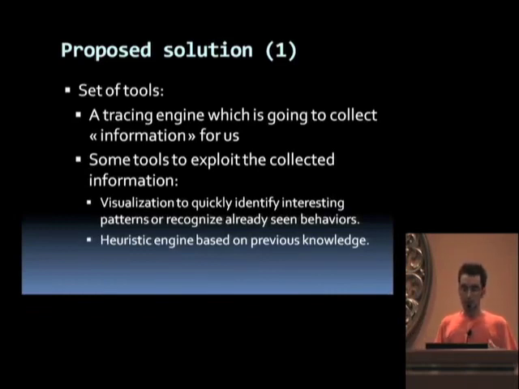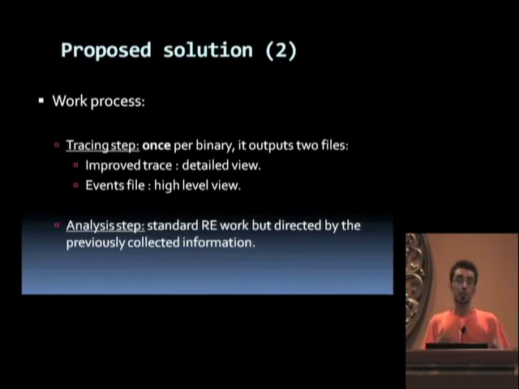So the work process is pretty simple. There are two steps. The first one is the tracing step. We do it only one time per binary. By the way, we don't really care about the speed of this step, because as long as it is reasonable, we don't necessarily need a very fast tracing framework. Basically, we do it only one time for one binary.